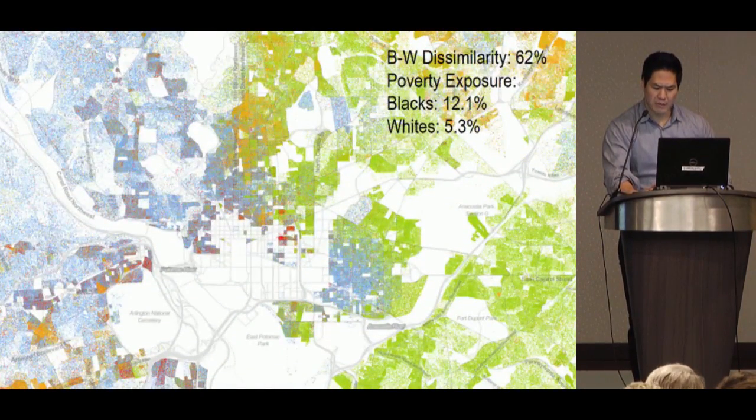This is a map of our nation's capital, Washington, D.C. Here also we see a stark separation between where whites and blacks are living.